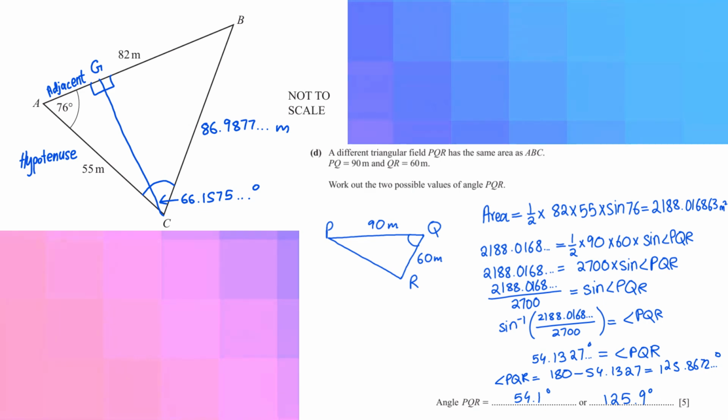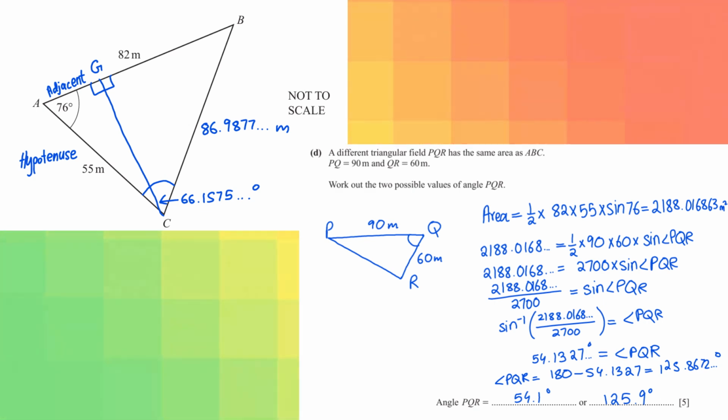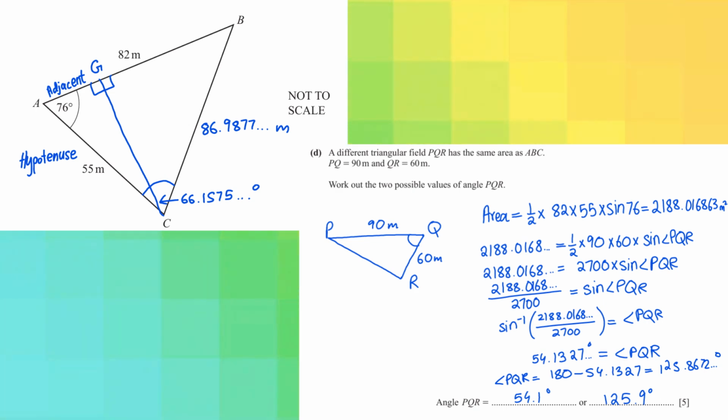Now for the last part of the question, part D. It says a different triangular field PQR has the same area as ABC. PQ equals 90 meters and QR equals 60 meters. Work out the two possible values of angle PQR. Let's start by finding the area of triangle ABC.